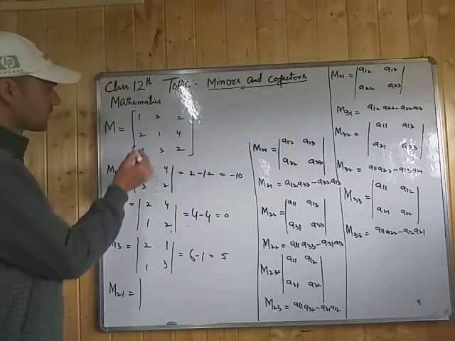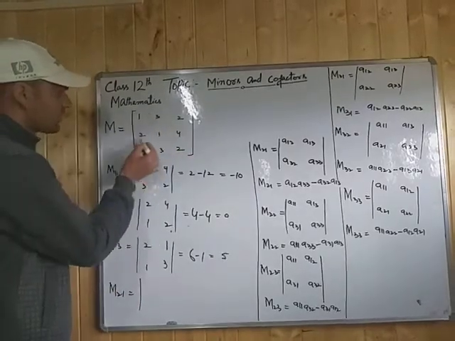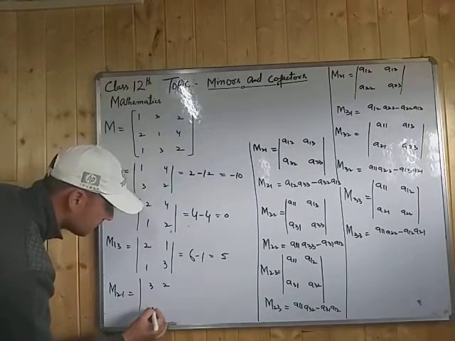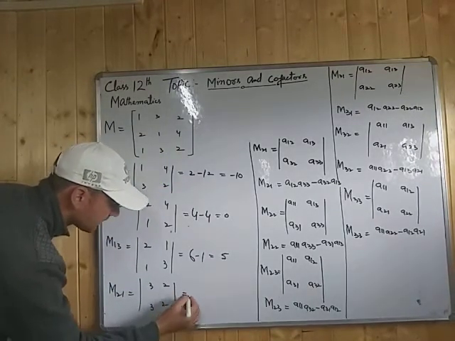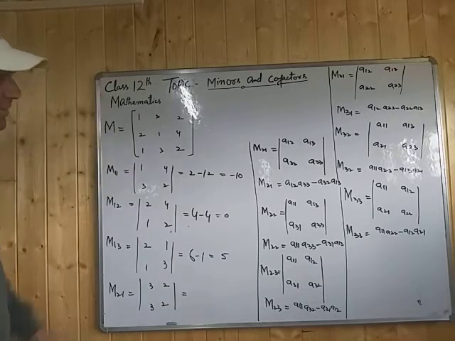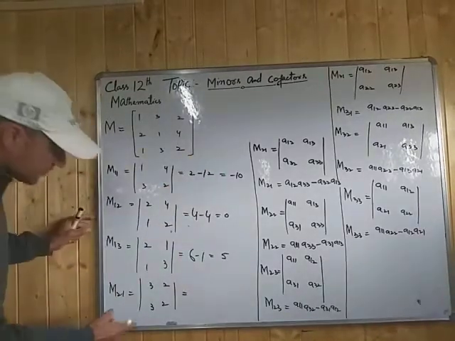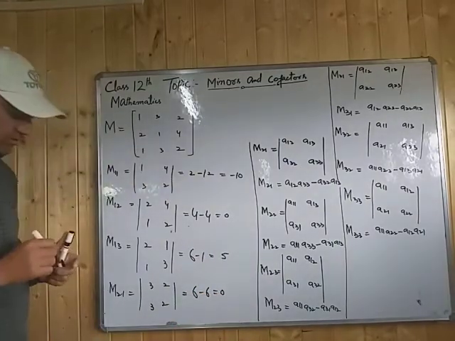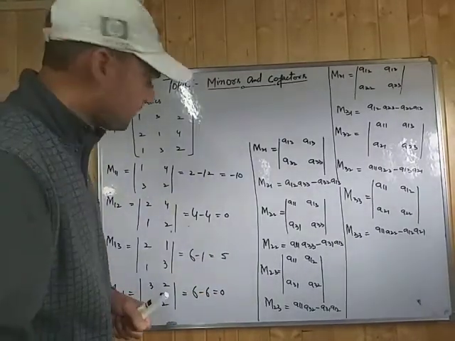M21 is equal to, by deleting second row and first column. So we'll delete this second row and first column. So 3 2 and 3 2. So 3 2 3 2. So that will be equal to, जब हम इसको expand करेंगे, आपने देखा किस तरह हम expand करते हैं. So it will be 6 minus 6, that is equal to 0.